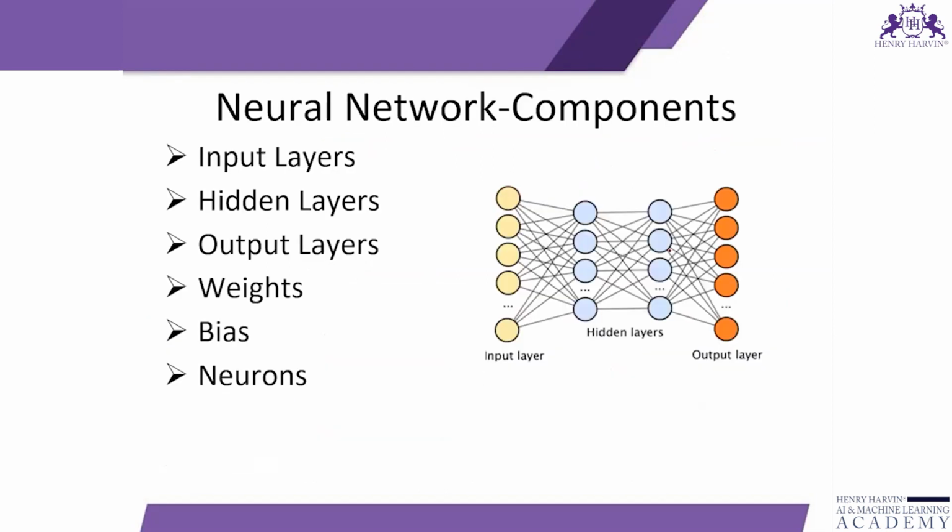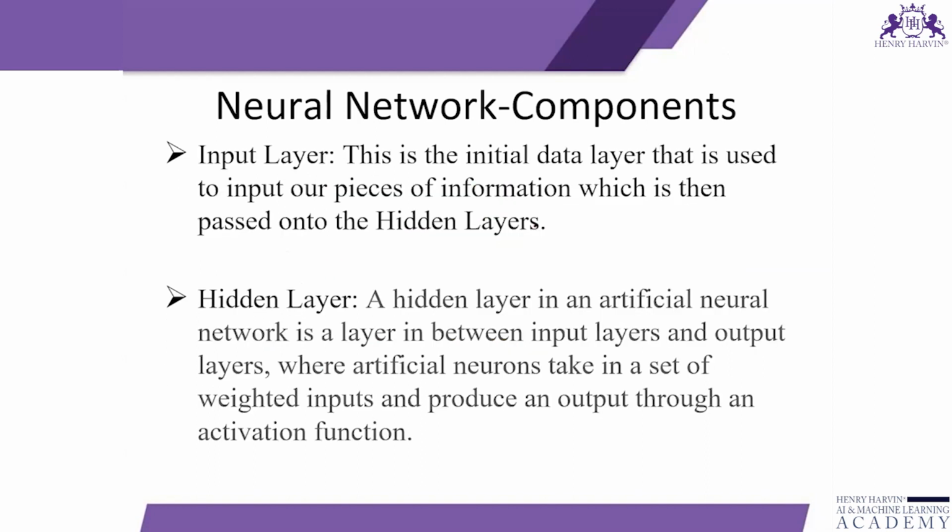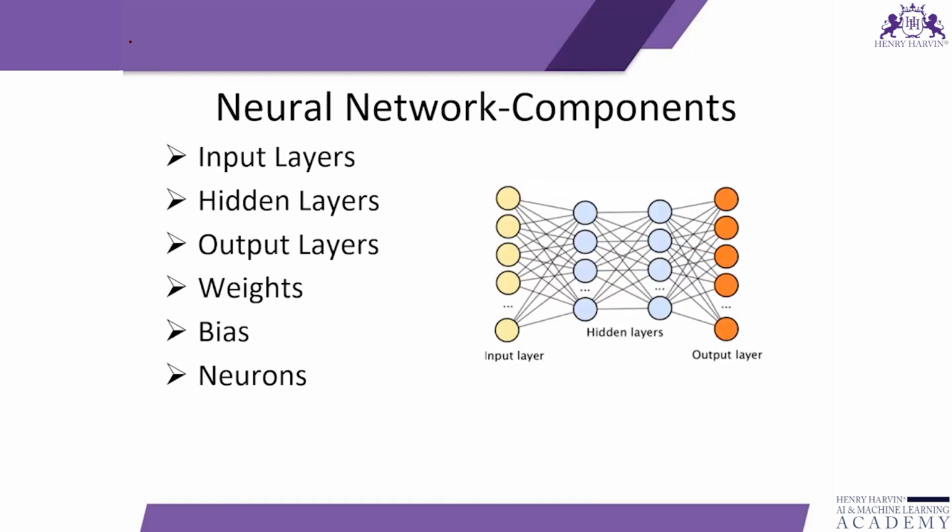So let us discuss the components of a neural network. If you look into this, you can see input layers, hidden layers, output layers, weights, bias, and neurons. So what is input layer? This is the initial data layer that is used to input our pieces of information, which is then passed on to hidden layers. So just look into this picture.